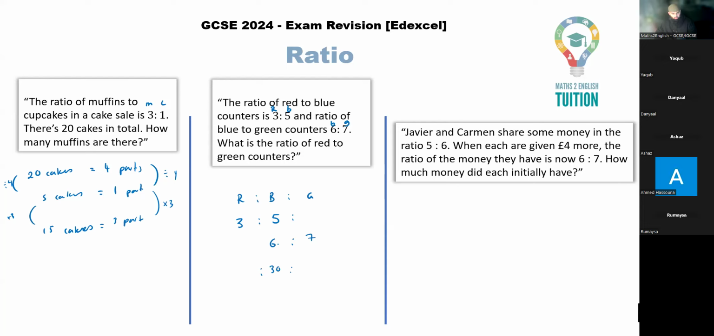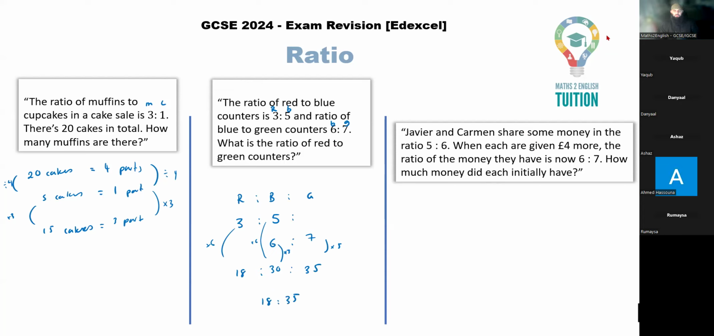How do I get from 6 to 30? I times it by 5. I times this by 5, so that's 35. How do I get from 5 to 30? I times it by 6. I can times this by 6 as well, and I'm going to get 18. So the ratio from red to green would be 18 to 35.